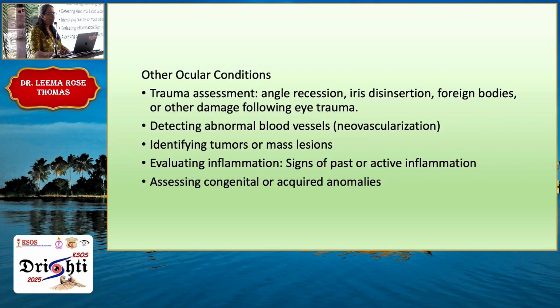Now, other ocular conditions where gonioscopy is of help is in trauma assessment. In trauma, you look for angle recession, iris disinsertion, foreign bodies, or other damage following eye trauma. And you also use it to look for NVAs, identifying tumors or masked lesions, and you look for signs of past or active inflammation. And in congenital and acquired anomalies like Axenfeld-Rieger syndrome, the congenital glaucomas, aniridia, all those things, gonioscopy becomes a very important part of the examination.